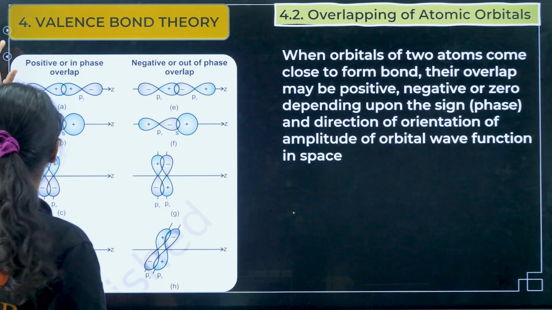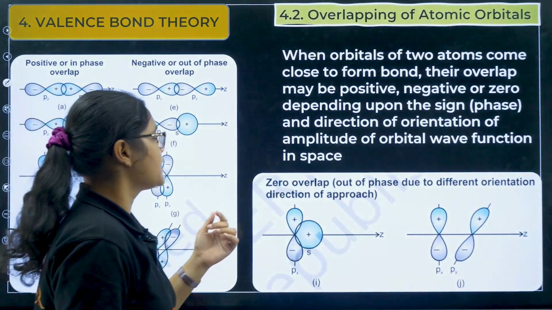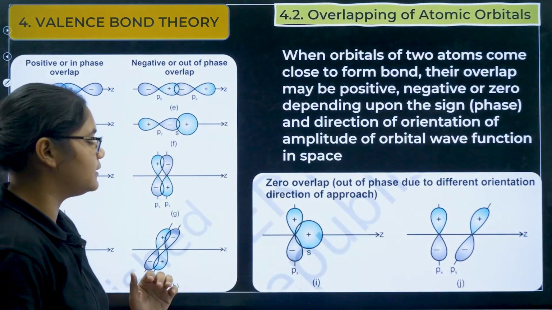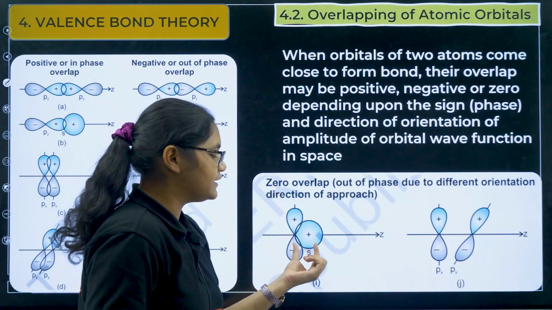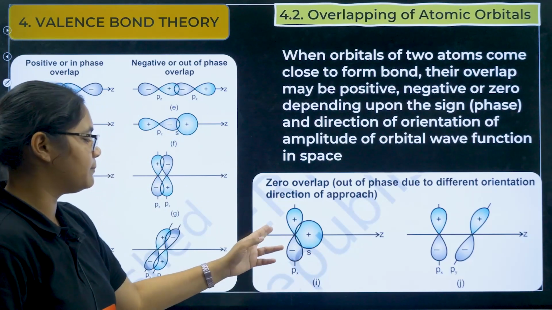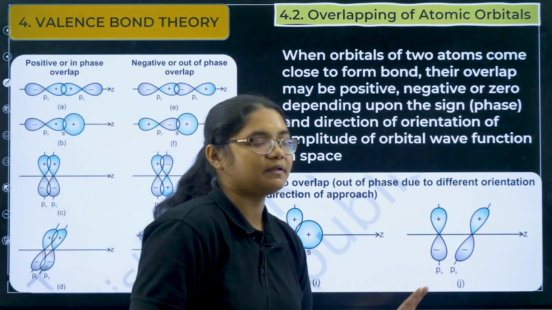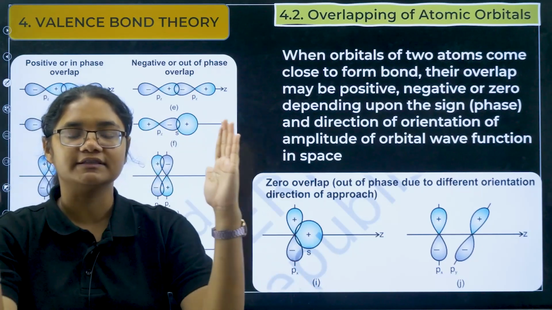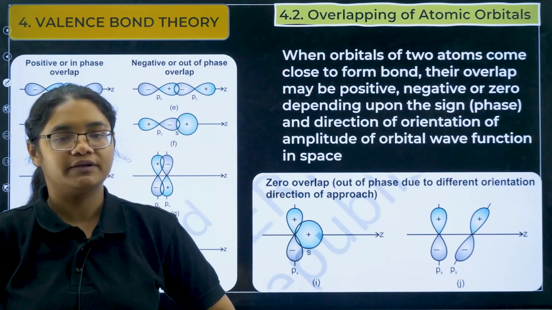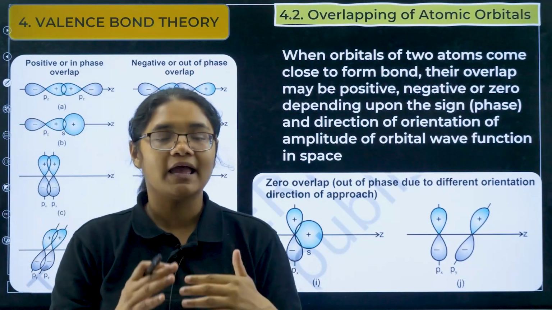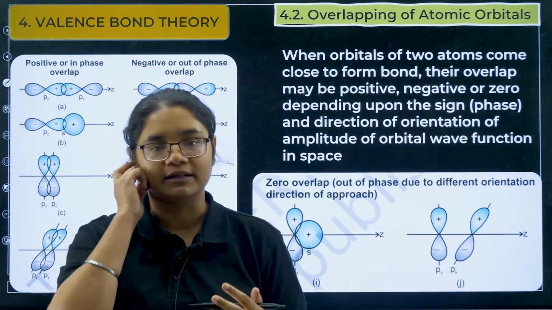Now, when there is zero overlap, it means there is no possibility of any overlap between px and s orbital, or py and s orbital. There cannot be any overlapping here, and px and py cannot have any overlapping because their orbitals will not merge with each other. This much overlapping will not work for bond formation. We need to have more overlapping between the orbitals.